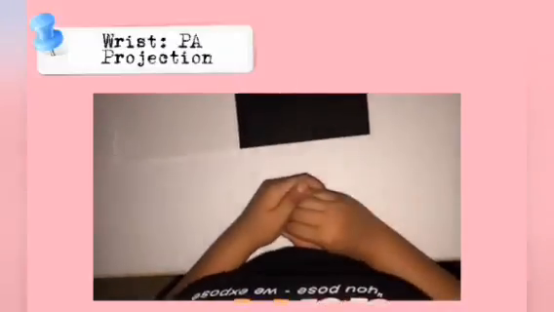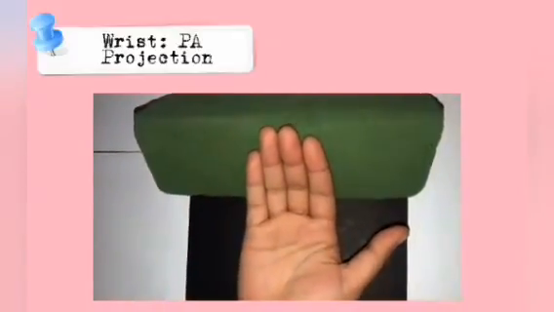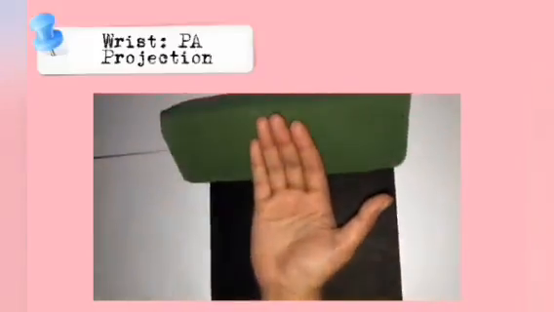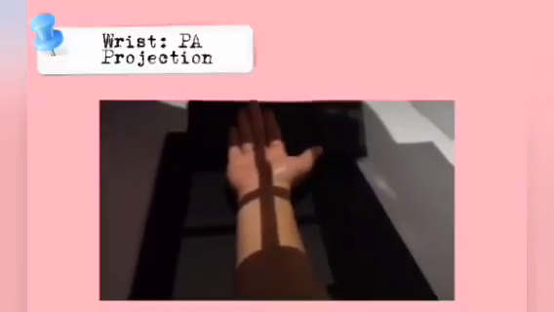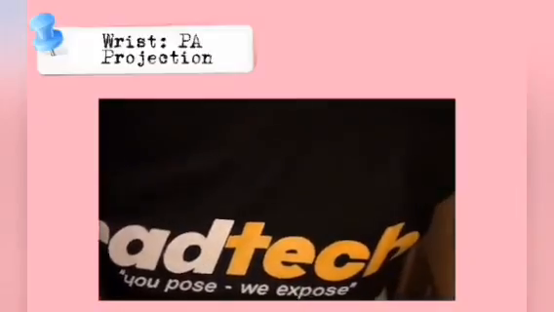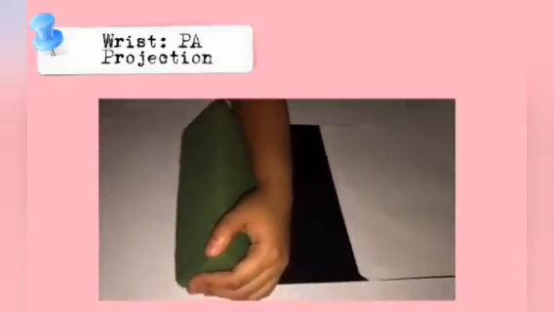Wrist, AP projection, position of patient. Sit the patient at the end of the radiographic table. Position of part. Have the patient rest the forearm on the table, with the arm and hand supinated. Place the IR under the wrist and center it to the carpals. Elevate the digits on a suitable support to place the wrist in close contact with the IR. Have the patient lean laterally to prevent rotation of the wrist. Central ray, perpendicular to the mid-carpal area.